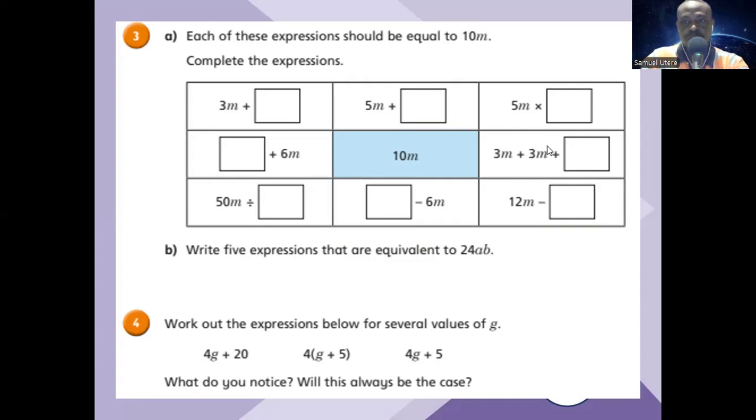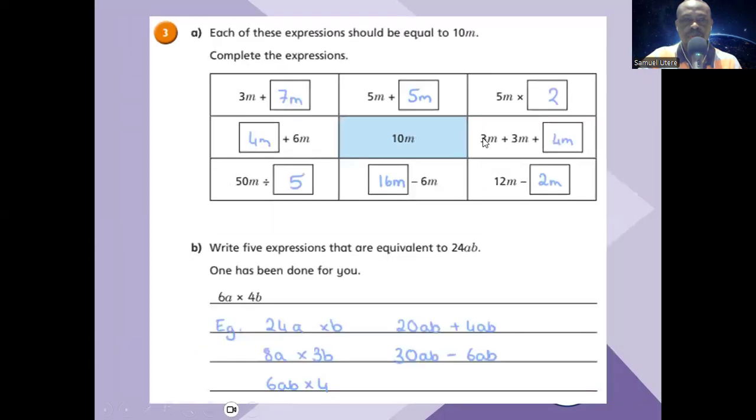Okay, assuming you've paused the video and you've really thought about these questions, you've worked hard, here are the answers. Let's discuss them. Here you were asked, each of these expressions should be equal to 10m. Complete the expressions. Well, if we're adding something to 3m to get 10m, another way to think about it is, remember our knowledge of inverse operation. If it has to be 10m, we can do the inverse. We can say, okay, let's do 10 minus 3m to find out what's missing.